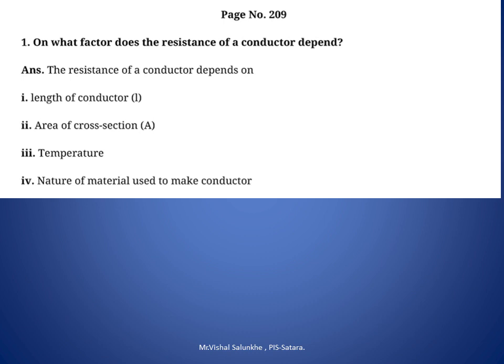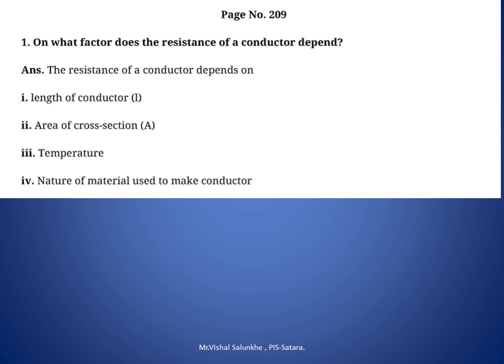Let's discuss the first factor, length of the conductor. If you increase the length of the conductor, the more length provides more path, and more path offers more resistance. That's why more length gives more resistance. So we can say resistance of the conductor is directly proportional to length. It means if we increase the length, resistance will increase.